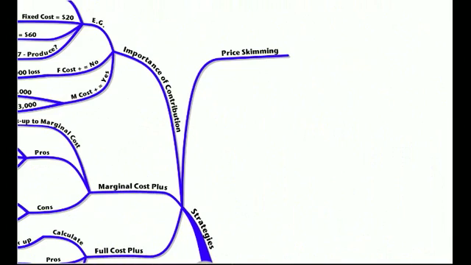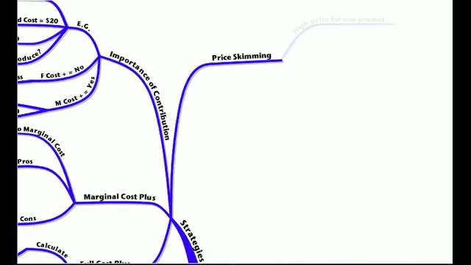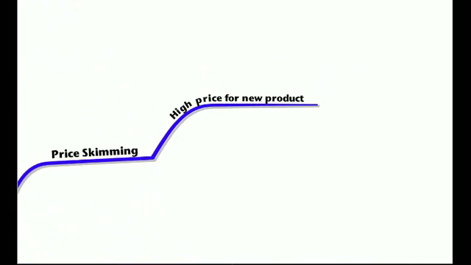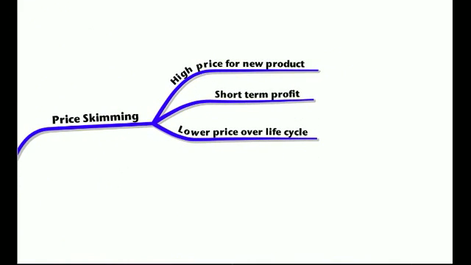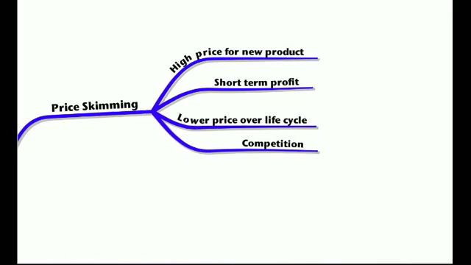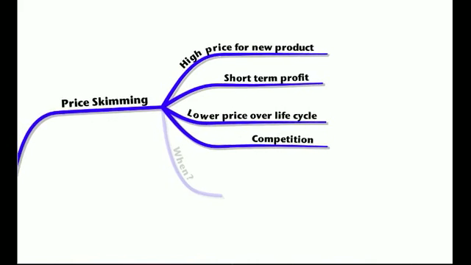Price skimming then was the next type of pricing that we looked at. So this is charging a high price for a new product. It's focusing on short-term profit. It's a lower price then over the life cycle. Okay, so you may then lower the price as you continue through the product life cycle. Remember that at the start there won't be any competition, so you can maybe afford to charge that high price because people want the product.